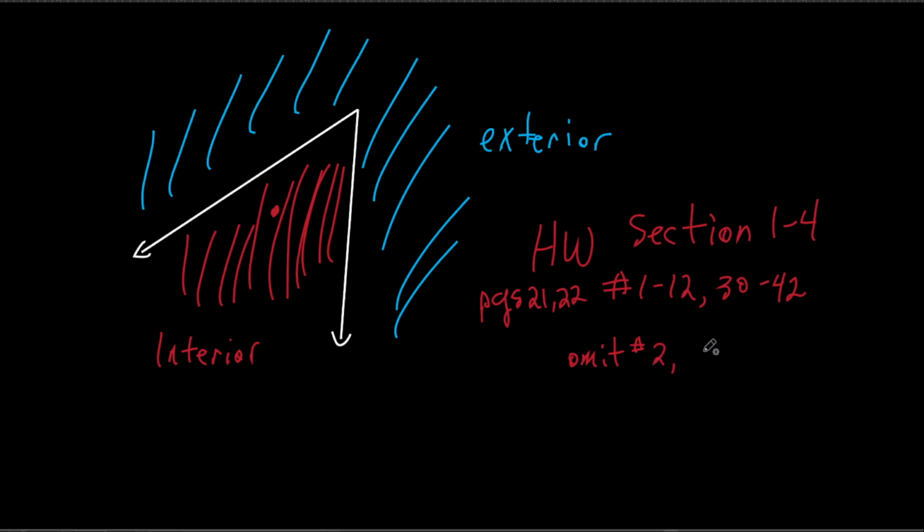So don't do these. Numbers 2 and 38. If you really feel like you want to do them, feel free, but you don't have to do 2 and 38. That's what omit means. Omit means leave them out. So you don't have to do 2 and you don't have to do 38, but do all the other ones. You got it? That'll be due tomorrow.